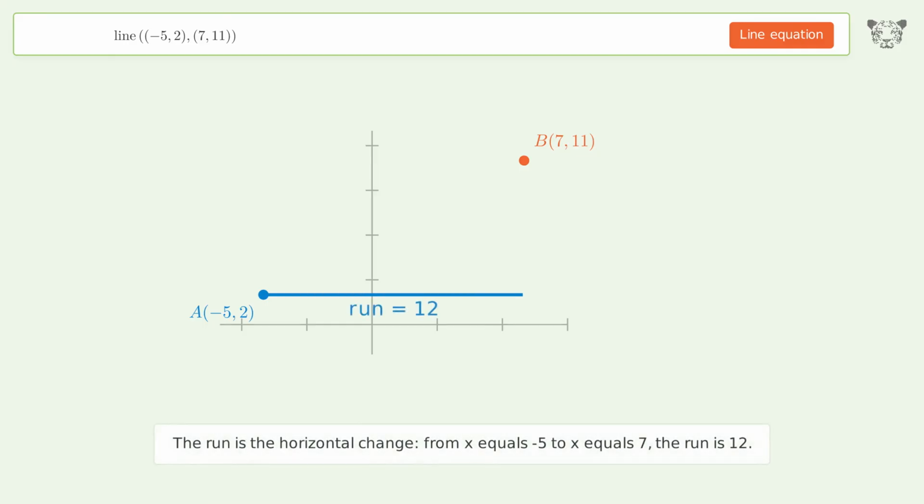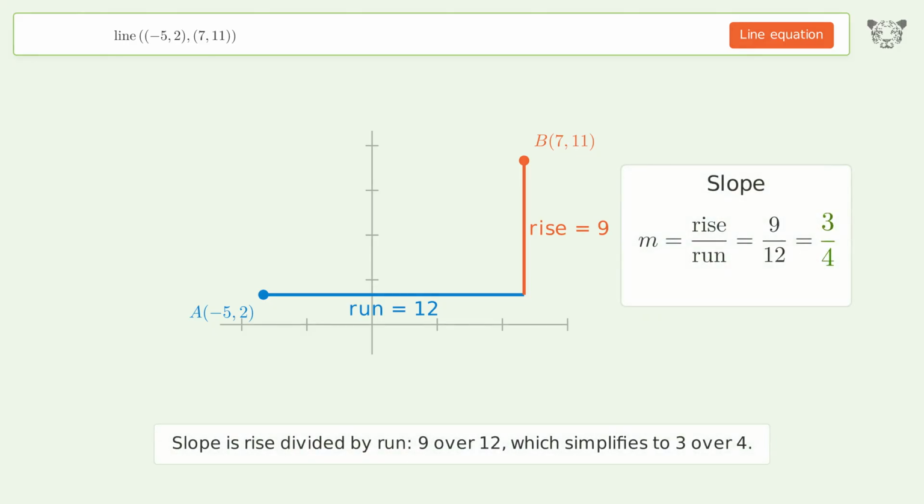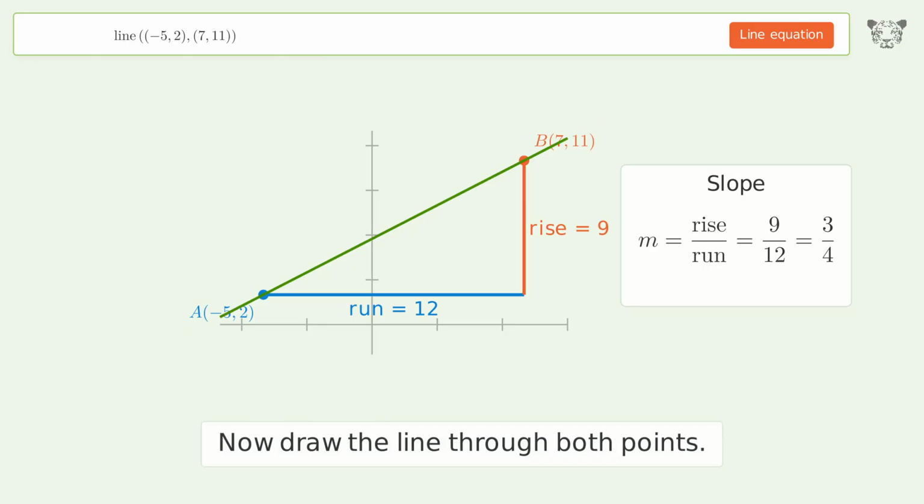The run is the horizontal change, from x equals -5 to x equals 7, the run is 12. The rise is the vertical change, from y equals 2 to y equals 11, the rise is 9. Slope is rise divided by run, 9 over 12, which simplifies to 3 over 4. Now draw the line through both points.